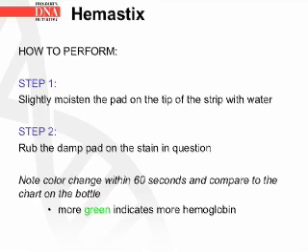How to perform the Hemostasis test. Step 1. Slightly moisten the pad on the tip of the strip with water. Step 2. Rub the damp pad on the stain in question. Note a color change within 60 seconds and compare to the chart on the bottle. More green indicates more hemoglobin.